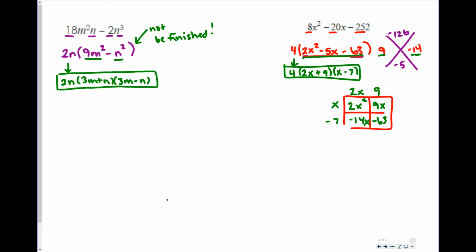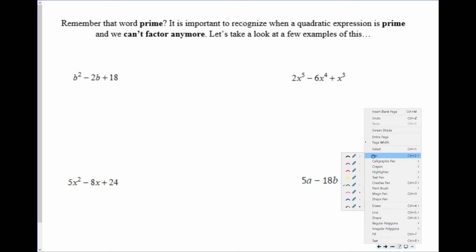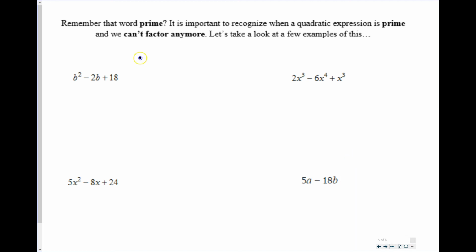The last thing we have to do in this learning target is talk about polynomials and quadratics that can't be factored, that look like they can be, but they can't. So when I look at this first one, b squared minus 2b plus 18, it looks like something I can do the x method with. So I'm going to go ahead and try that.